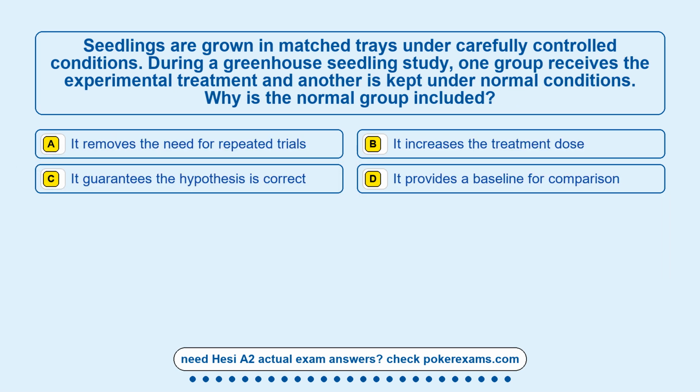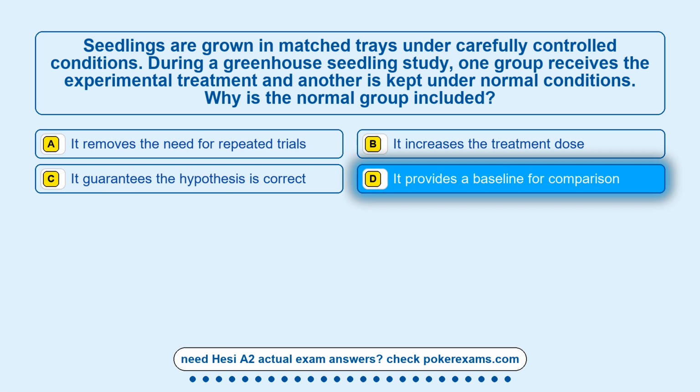Question 13. Seedlings are grown in matched trays under carefully controlled conditions. During a greenhouse seedling study, one group receives the experimental treatment and another is kept under normal conditions. Why is the normal group included? Option A. It removes the need for repeated trials. Option B. It increases the treatment dose. Option C. It guarantees the hypothesis is correct. Option D. It provides a baseline for comparison. The correct answer is option D.